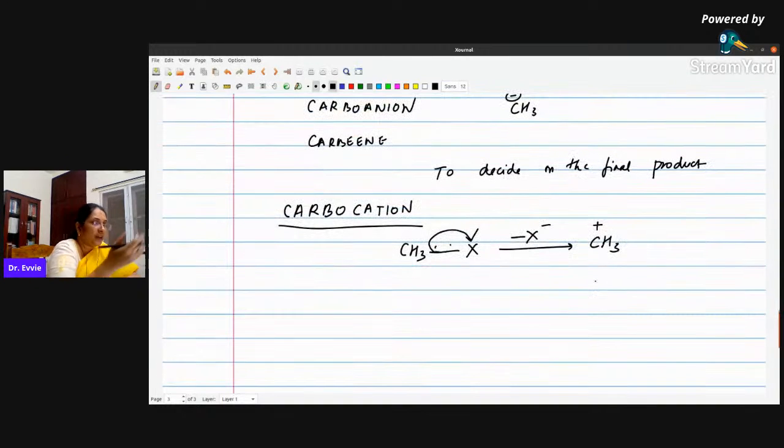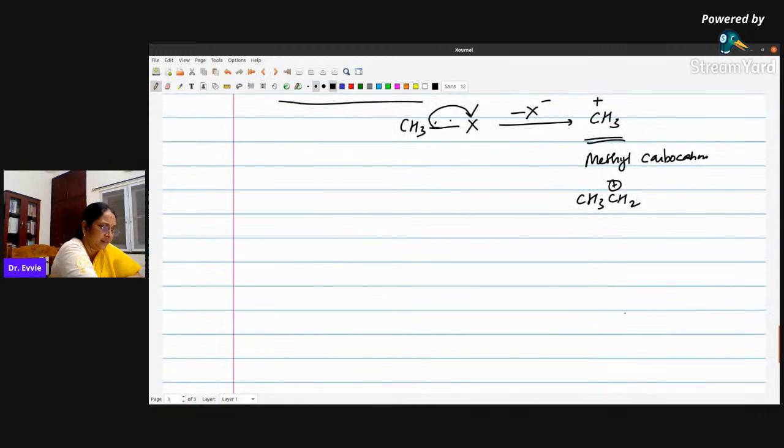Okay, now what are the carbocations? So this is called the methyl carbocation. Then how do you write the ethyl carbocation? This is your ethyl carbocation. Okay, it's again as per your IUPAC name. So you see here you have CH3, CH2, CH2 plus. This will be your propyl carbocation.